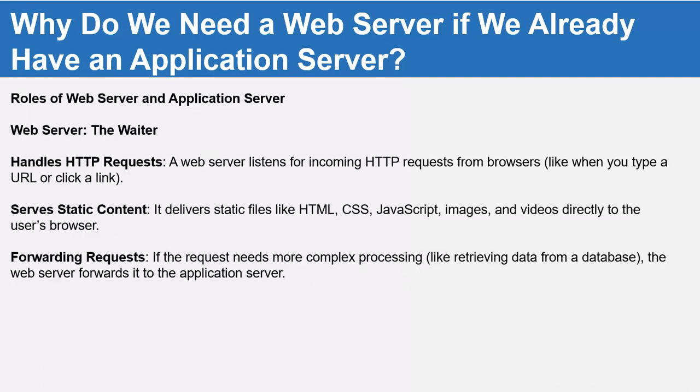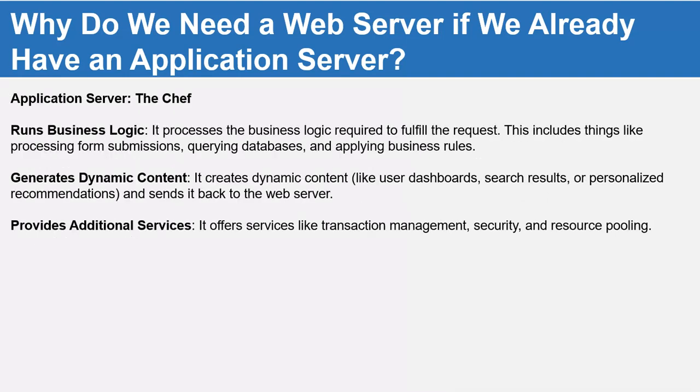Now, the roles of the web server and the application server. The web server, just think of this as a waiter in a restaurant. A web server listens for incoming HTTP requests from browsers, like when you type a URL or click a link. It delivers static files like HTML, CSS, JavaScript, images and videos directly to the user's browser. If the request needs more complex processing, like retrieving data from a database, the web server forwards it to the application server. So here comes the role of the application server.